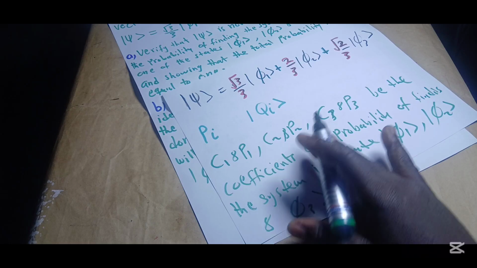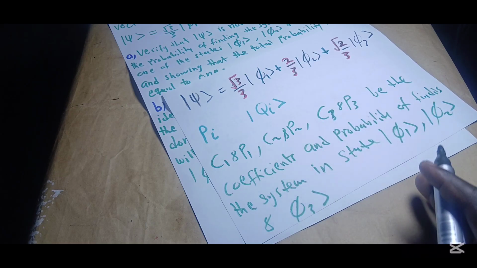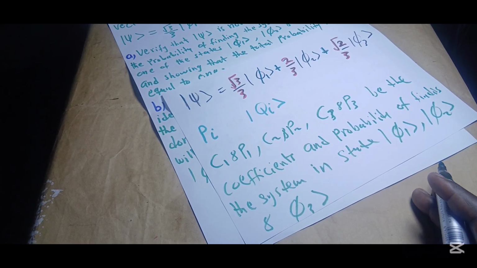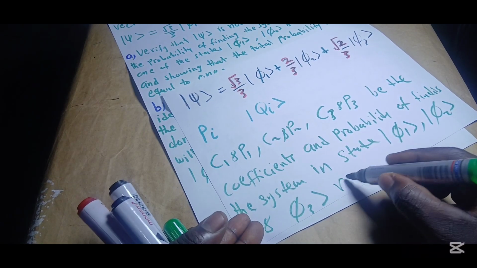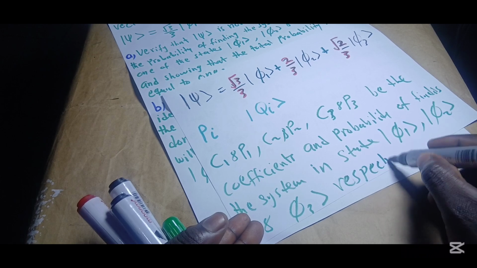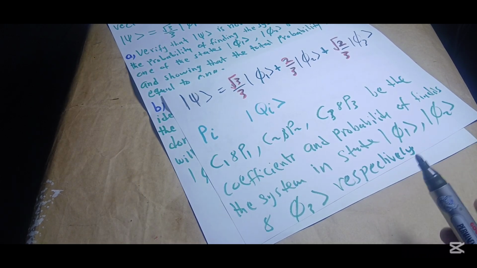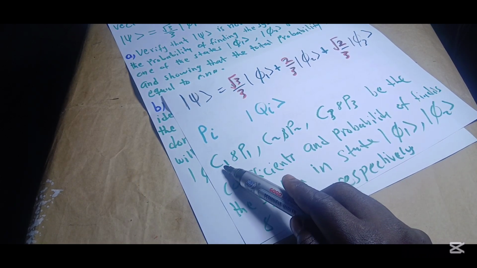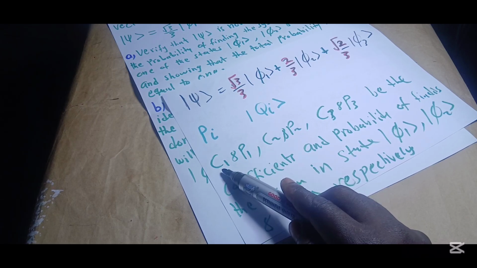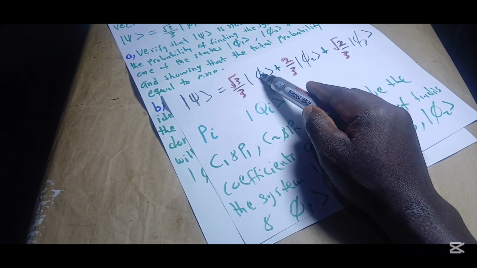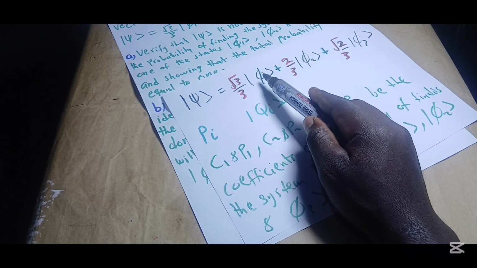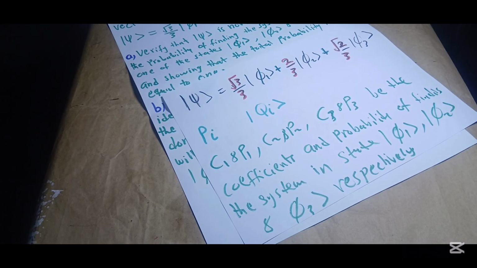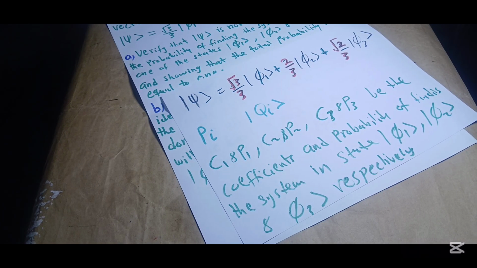Once we define this whole term here, then our calculation becomes simpler. So now our examiner knows that wherever we are talking about C1 and P1, C1 is the coefficient of phi 1 and P1 is the probability of finding the system in phi 1. So we can go ahead and use our defined variables.